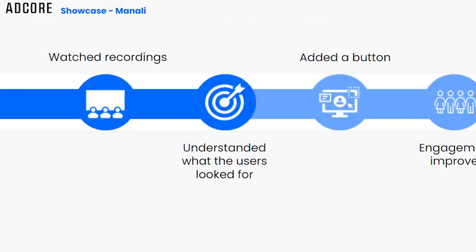To fix this, they added a Jump to Recipe button at the top of the page and compared the user behavior before and after this change. Once they accumulated enough statistics, they could see that the button was a success. Many users clicked it to reach the recipe they were looking for, improving the total website engagement.